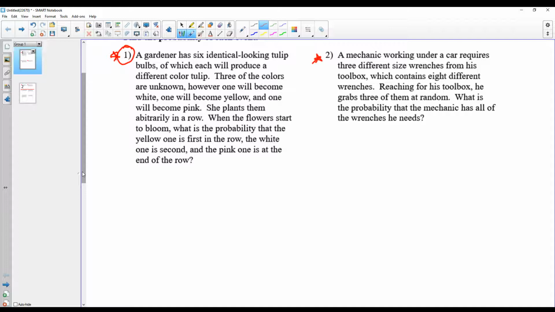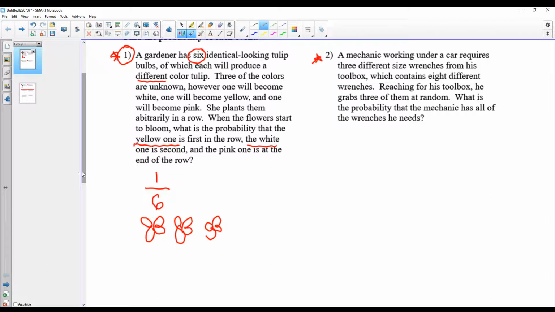So this is a pretty straightforward problem. We don't really need to use combinations on it, although you can. I just think that overcomplicates it. So if we're planting 3 flowers, what's the probability that the yellow one is first? So I have 6 tulips, and I know one of them is going to be yellow. I know that the others aren't going to be yellow because it says they're each different. 3 of them, I don't know what they are, but that doesn't really matter.